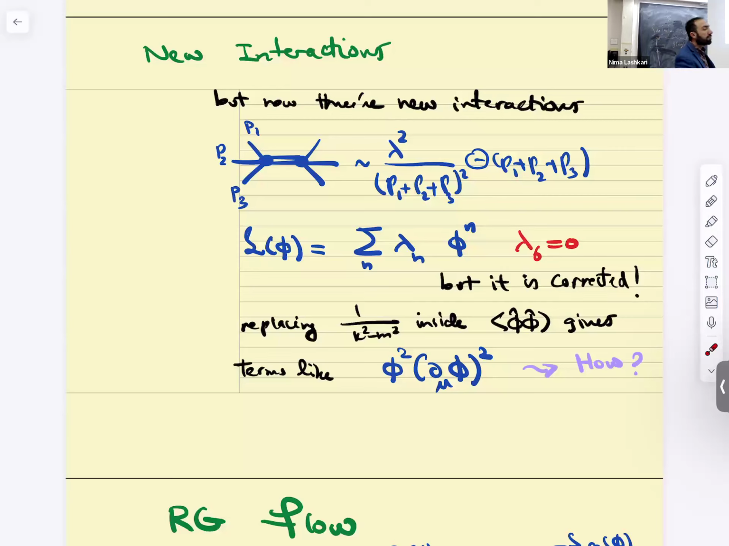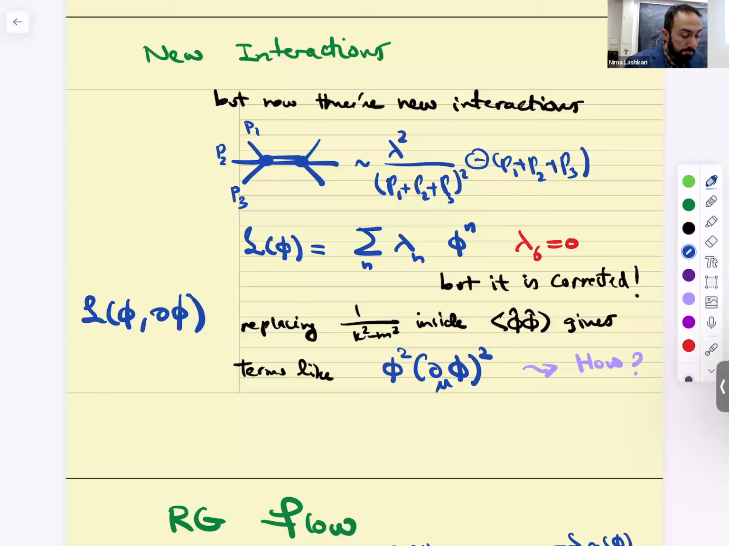In your action to start with, there was no principle that told you otherwise. You remember when we saw that local action, we said it has to be a function of phi and del phi. We started by writing del phi squared for clear reasons, but we didn't write del phi cubed, del phi 4, and so on. We could have, right? And we see they're actually generated. So we should have. Of course, they're always going to come in a way that preserves relativity, right?